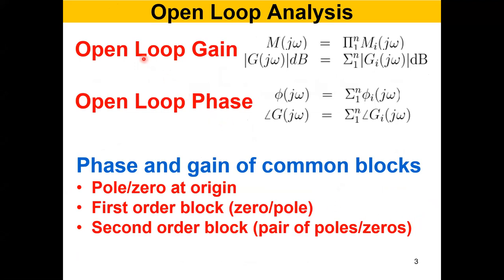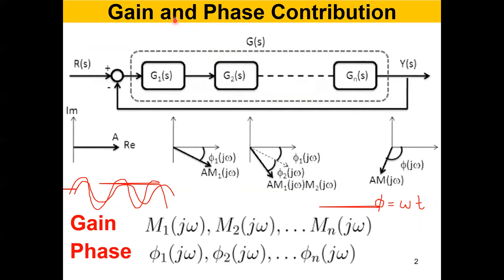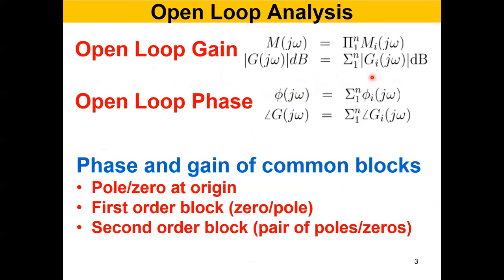Now, if you look at the total open loop gain for the entire path from here to here, it is total capital M j omega for that particular frequency. It is pi 1 to n M i j omega. This capital pi means multiplication. You multiply M1, M2, M3, M4, M5 like that. You multiply the magnitude of each block.